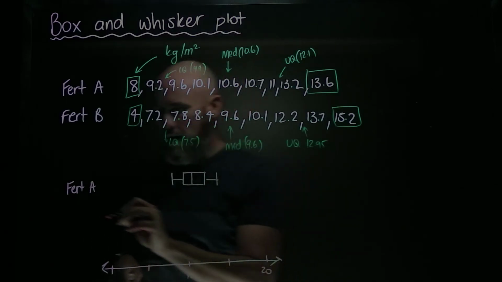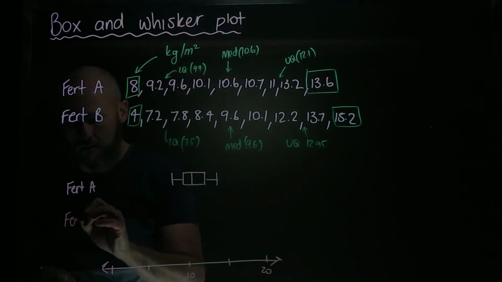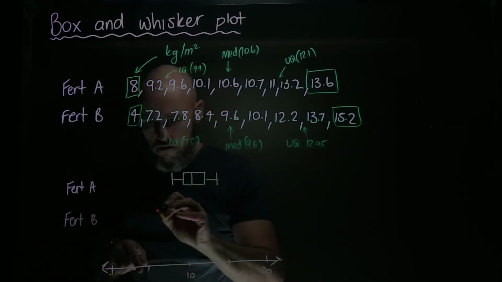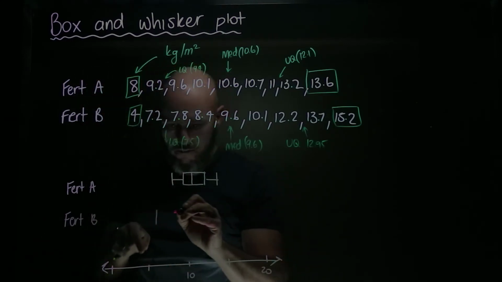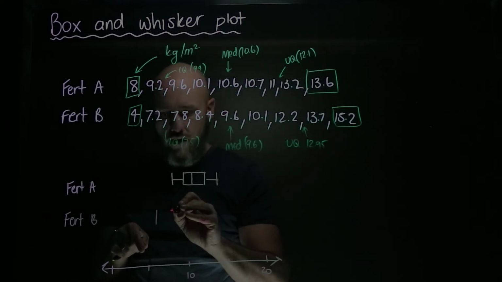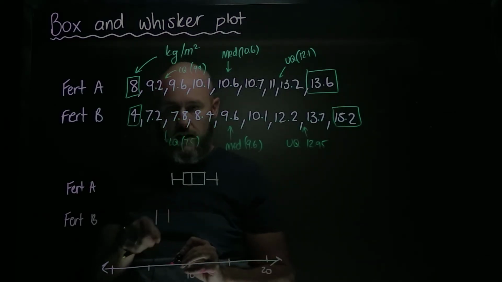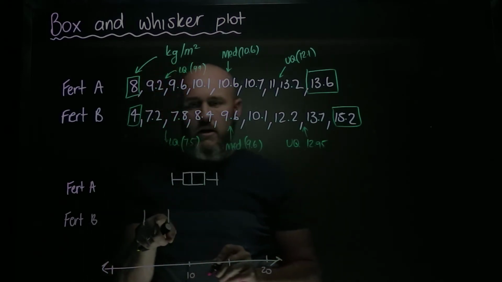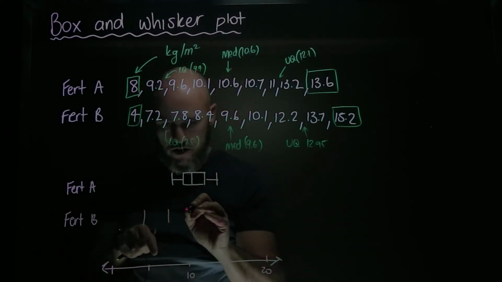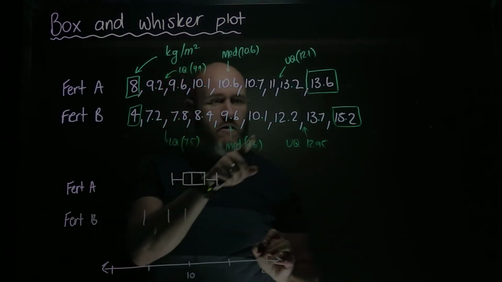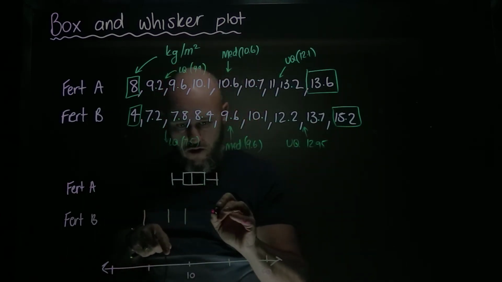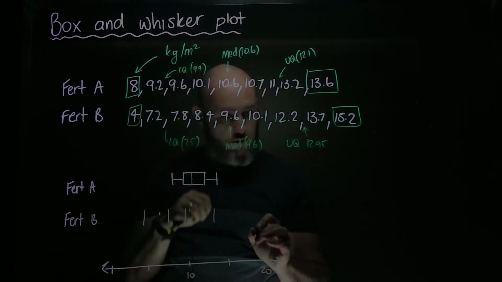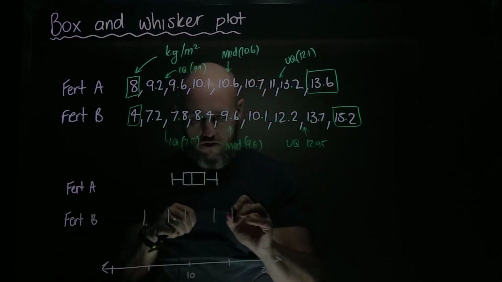Okay, and in fertilizer B, it goes 4, and then it goes 7.5, which is lower than that 9.4, so I'm just going to make sure it's clearly lower. And so 4 should be below 5. Okay, median is 9.6. The upper quartile is 12.95. And then my maximum is 15.2, which is here.